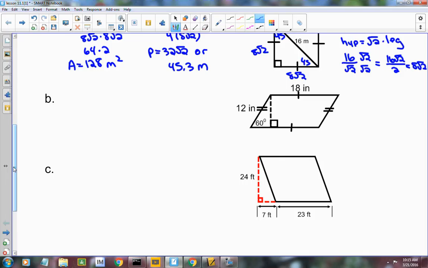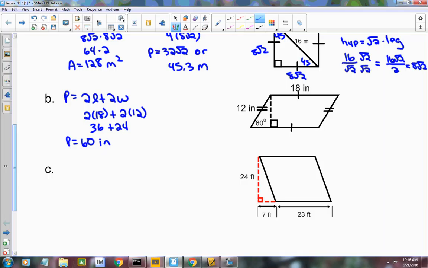And I know the length and the width here, so my perimeter would be easy because it's 2 times the length plus 2 times the width. I have that information. So my length is 18 and my width is 12. That gives me 36 plus 24, which is a perimeter of 60 inches, okay? They give you all the information.